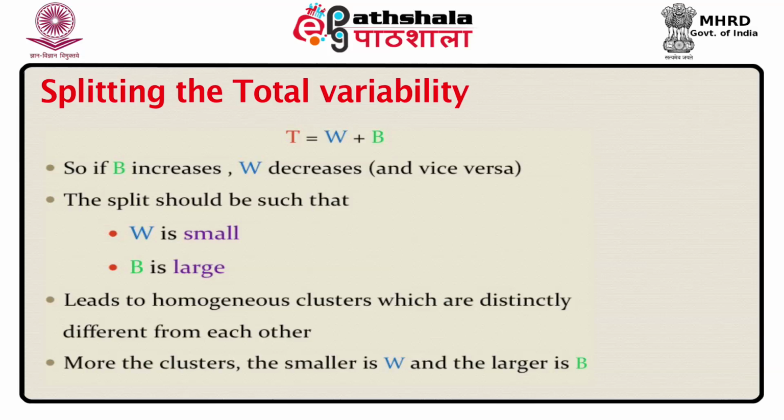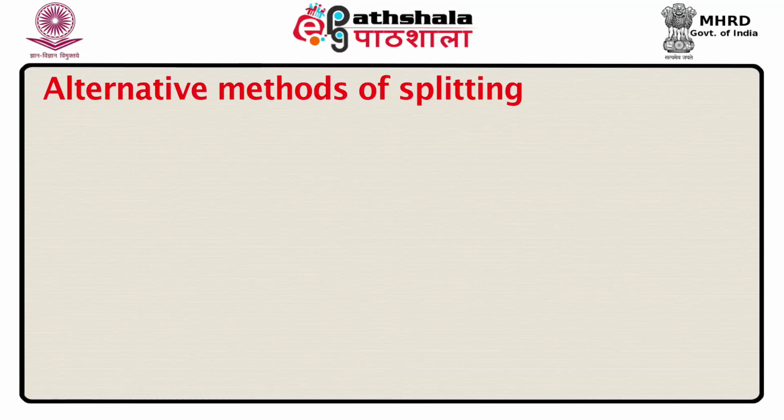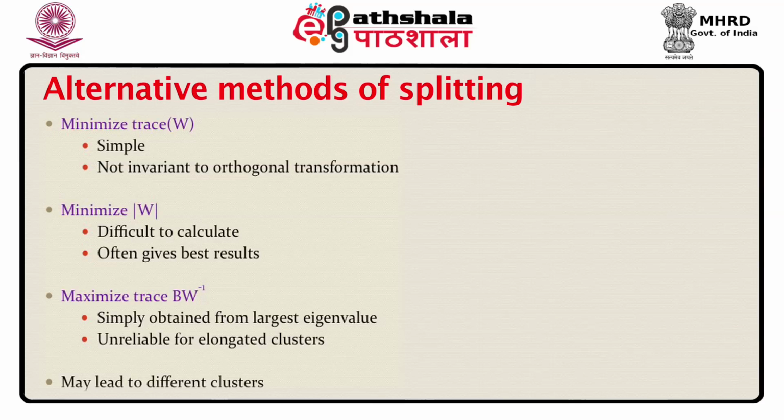But the problem is, how do you get to homogeneous clusters? If you go on increasing the number of clusters with less and less members, then obviously W would become small and B would become large. So we need to look into this more carefully. One criterion that we need to look at is minimization of the trace of W. So we are trying to minimize W. In this case of course W is a matrix, and therefore we need to look at a single scalar value, which can be the trace of the matrix W.